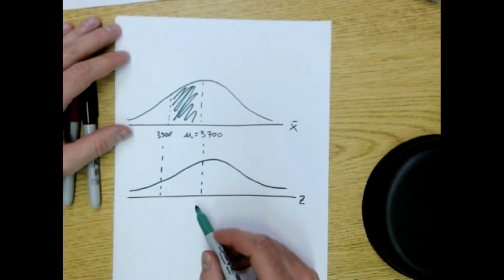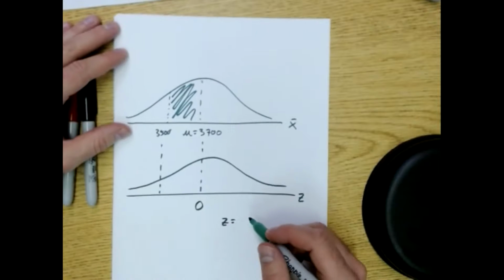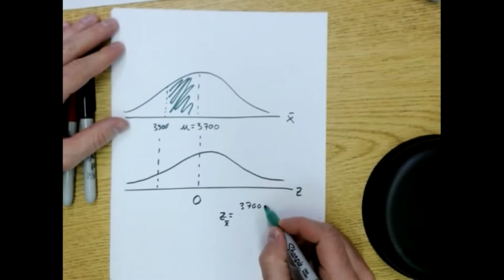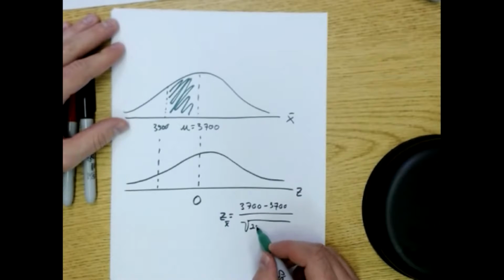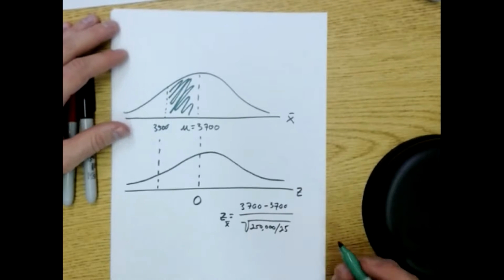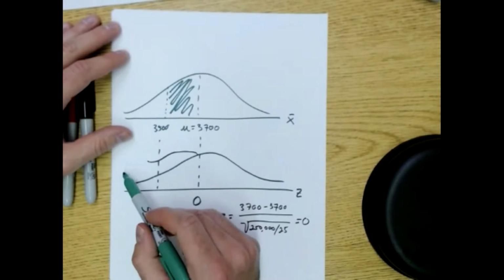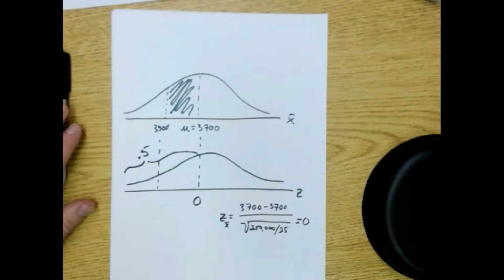The z-score of the mean is always 0. And even if I try to plug that into my z-score formula for a sample mean, if I take 3,700, subtract 3,700, divide by the square root of 250,000 over 25, well, this is just always going to be a z-score of 0. And I know that the area to the left of that should be 0.5. I don't even have to look that one up in my table.